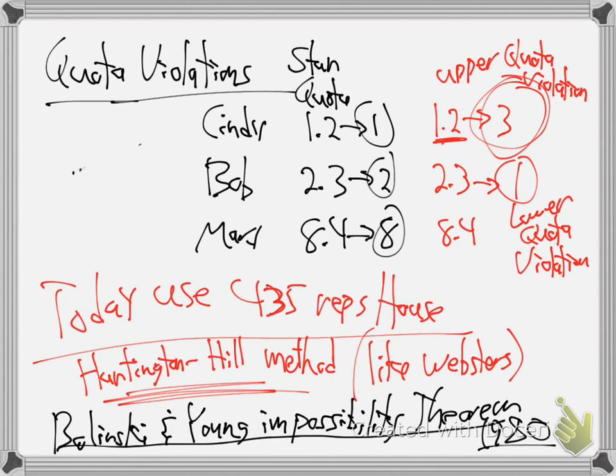1980 is pretty recent. That's fairly recent math. A lot of math was proven 200 years ago, but this is pretty modern. It was proven by Balinski and Young, so you call it the impossibility theorem. You might be asked, so write that down. That could be asked.